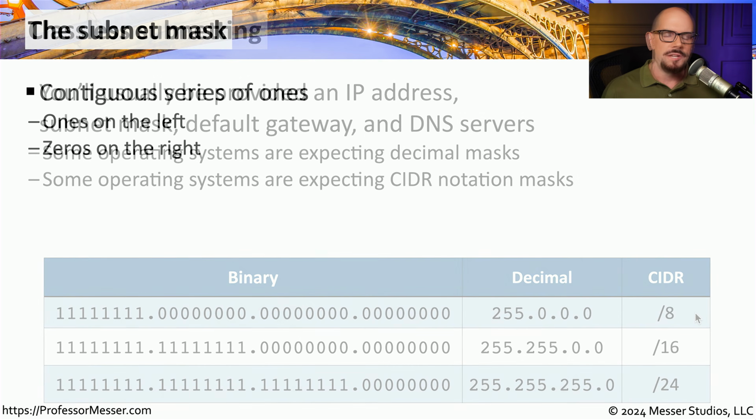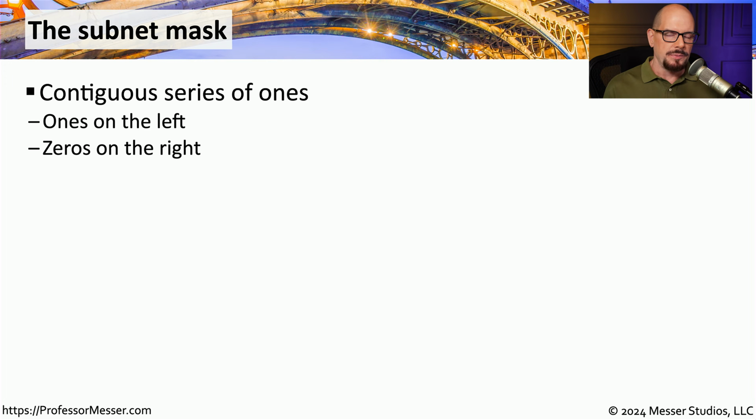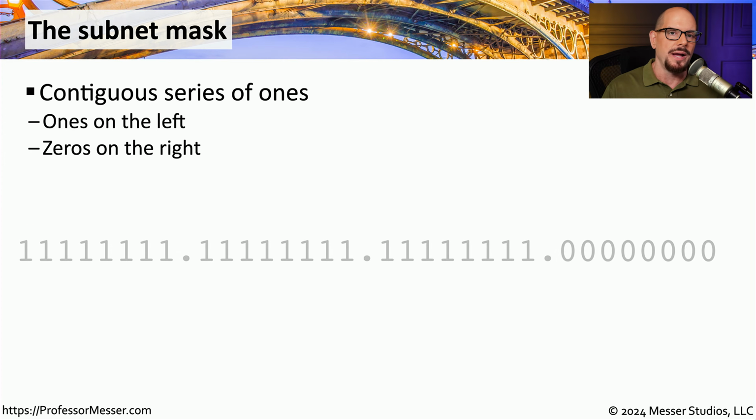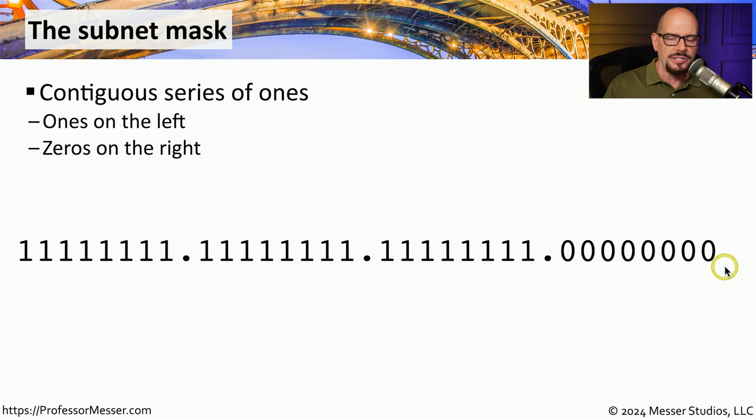Make sure you check the documentation of the device you're using to see what notation it prefers for the subnet mask. As you've probably seen in our previous examples of subnet masks, the mask consists of a contiguous series of ones followed by zeros. So the ones would be on the left, the zeros would be on the right. For example, here is a subnet mask. You can see the contiguous set of ones on the left and the zeros that are on the right. In this example, you can see 3 separate octets that are set to 1. So there are 24 ones in this particular mask, and there are 8 zeros at the end.